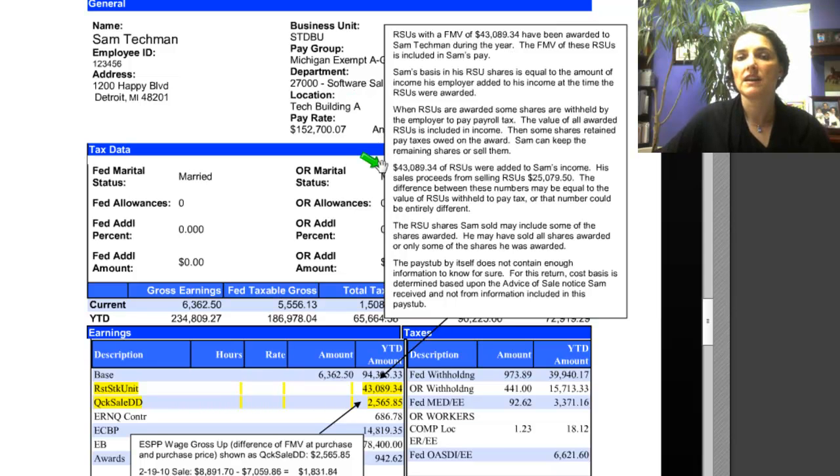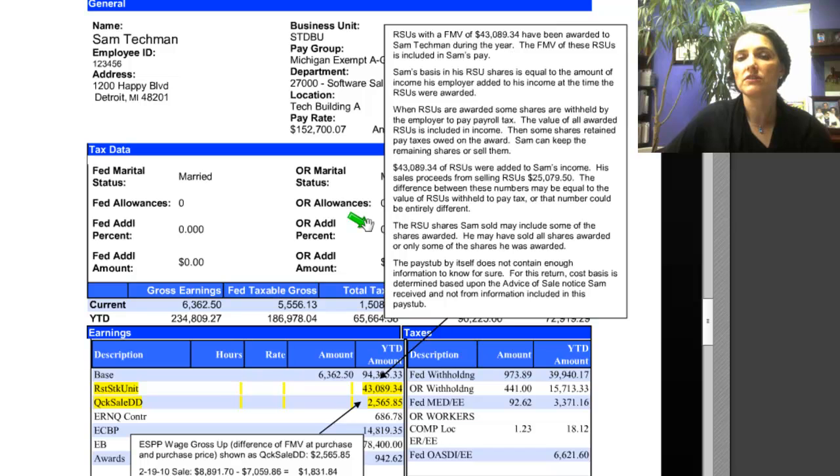So $43,089 of RSUs were added to Sam's income, but the sales proceeds that we are able to see on the earlier documents totaled $25,079. The difference between these numbers may be equal to the value of the RSUs that were withheld to pay tax, or that number could be entirely different. We simply don't have enough information to know.